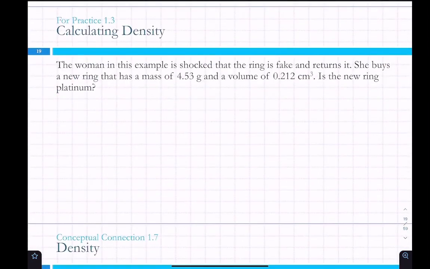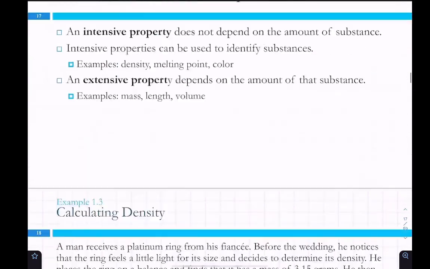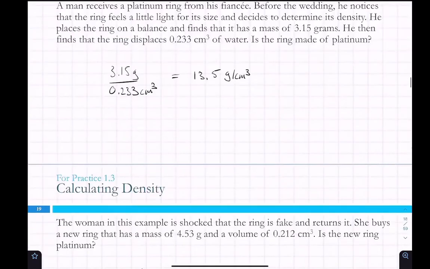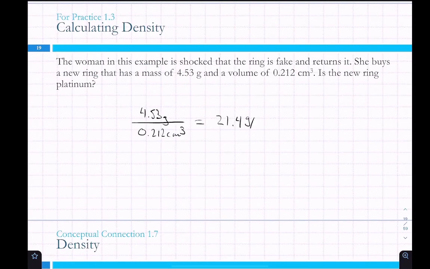Okay, so the woman in this example is shocked, of course, because she bought a ring made of mercury, supposedly. She returns it, and she should probably sue wherever she bought it from because they tried to kill her and her husband. But she buys a new ring, and this ring has a mass of 4.53 grams and a volume of 0.212 centimeters cubed. Is this made of platinum? Yes. So another 4.53 grams, 0.212 centimeters cubed, and it's 21.4. So she didn't get ripped off twice.